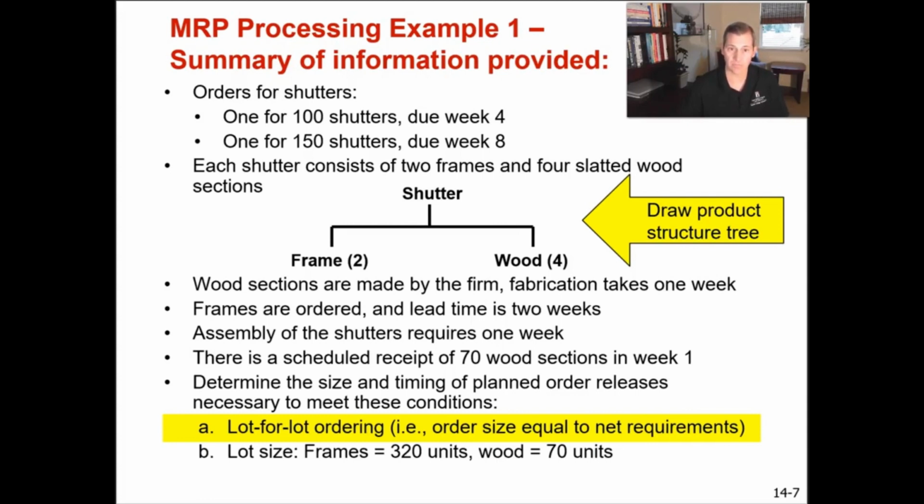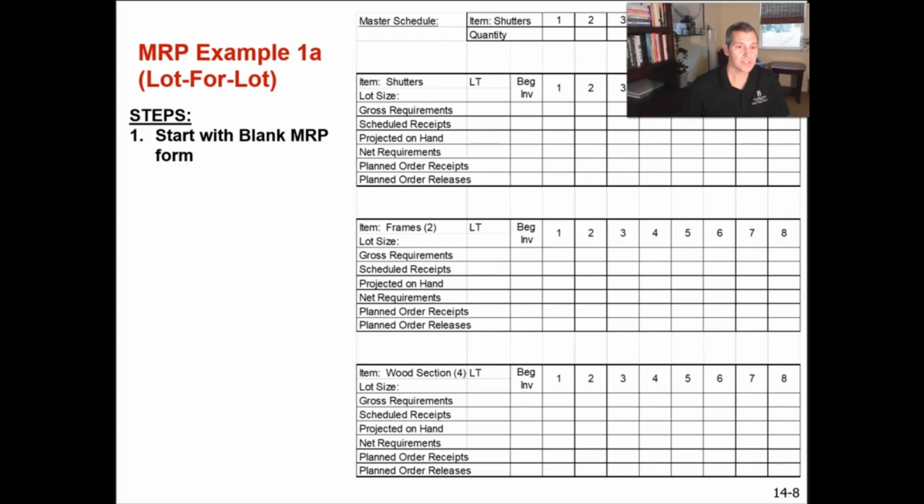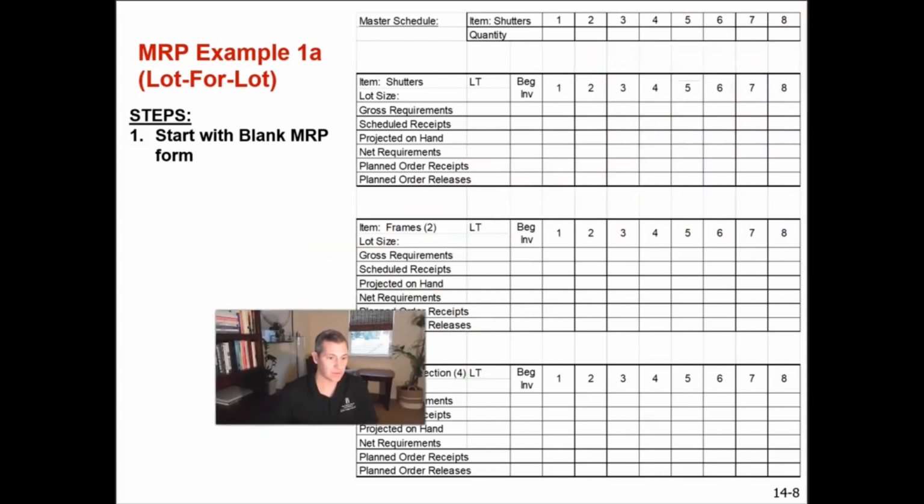Your shutter is level 0, and your frame and your wood are level 1. They are both necessary to build the shutter. You can't build the shutters without 2 frames and 4 wood sections. Wood sections are made by the firm, and they have a 1-week lead time. Frames are ordered, and they have a 2-week lead time. Assembly of the shutters is 1 week. There's a scheduled receipt of 70 wood sections in week 1. Do not overlook that fact. And then we are going to determine the size and timing of planned order releases necessary to meet the condition for lot for lot. So let's get your MRP sheet out, and let's work on this one together.